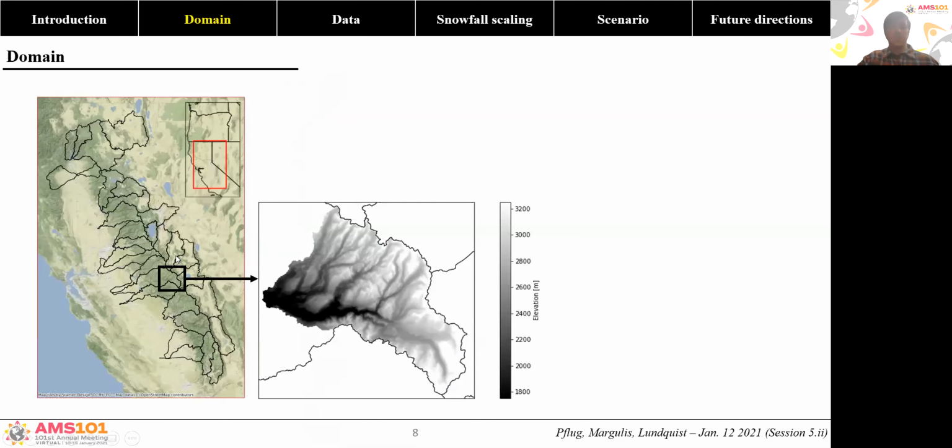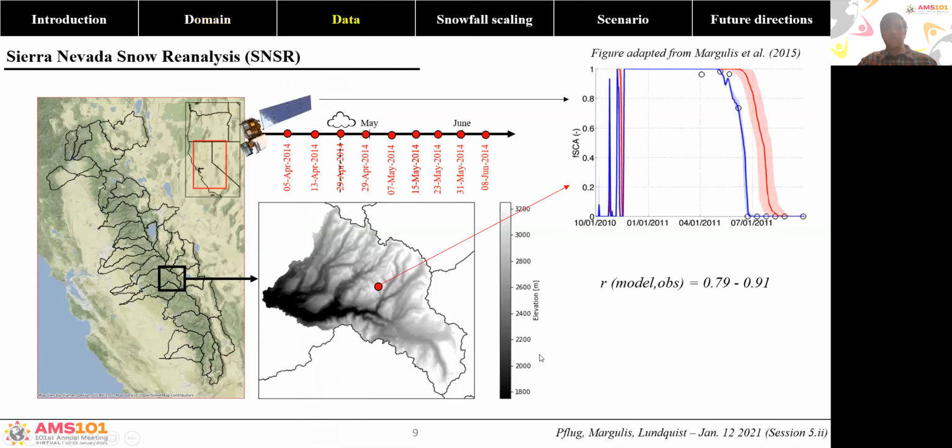So like I mentioned, we're going to be taking a look at the Tuolumne River watershed, specifically the upper Tuolumne, the digital elevation shown here. And we're going to be looking at this product called the Sierra Nevada Snow Reanalysis. So at a very, very basic level, this is developed by Margulis and group at UCLA. And very basically, it takes an ensemble of simulations using different model parameters and reweights those simulations to most closely match observations of changes in snow cover observed by satellite platforms such as Landsat.